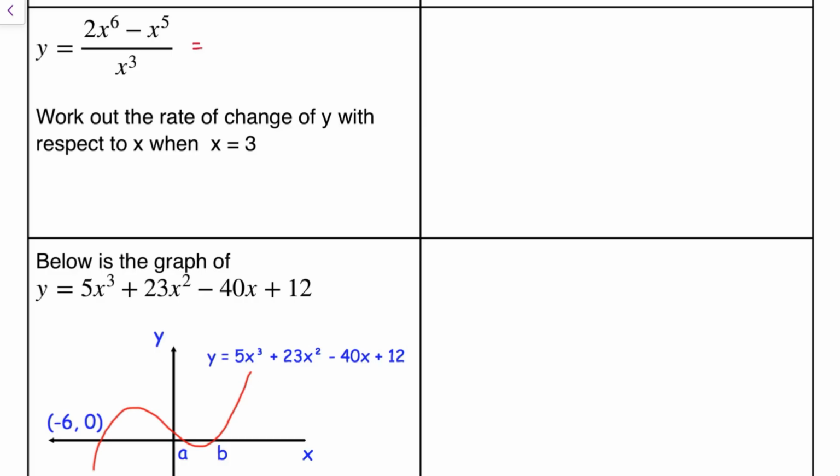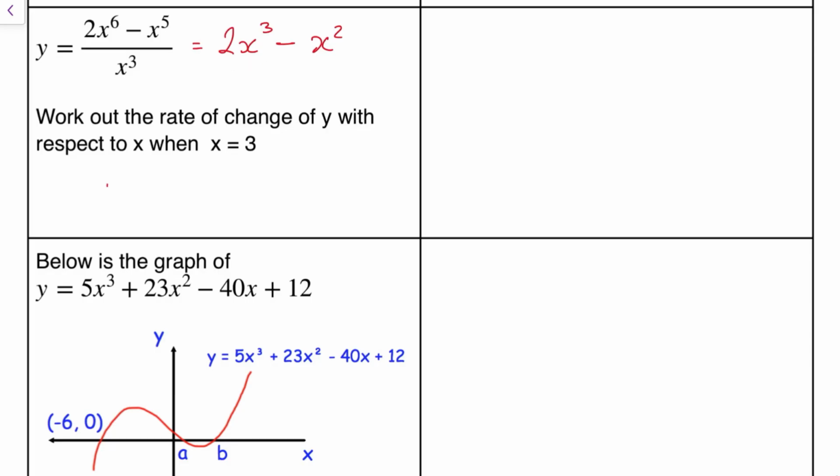So that's 2x to the power of 6 divided by x to the power of 3, which is 2x cubed. And then I'm taking away x to the power of 5 over x to the power of 3, and so that gives me x squared. In other words, I've split my fraction into two. And now I've got something I can differentiate, because up until A level, you only learn how to differentiate what's called standard polynomial terms.